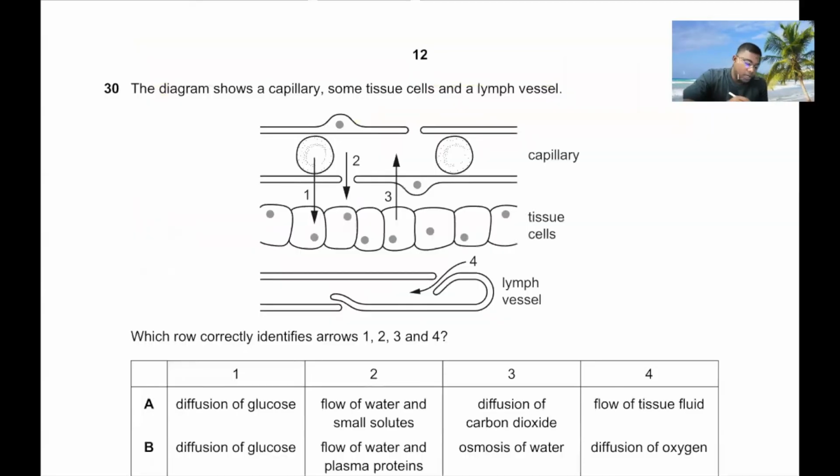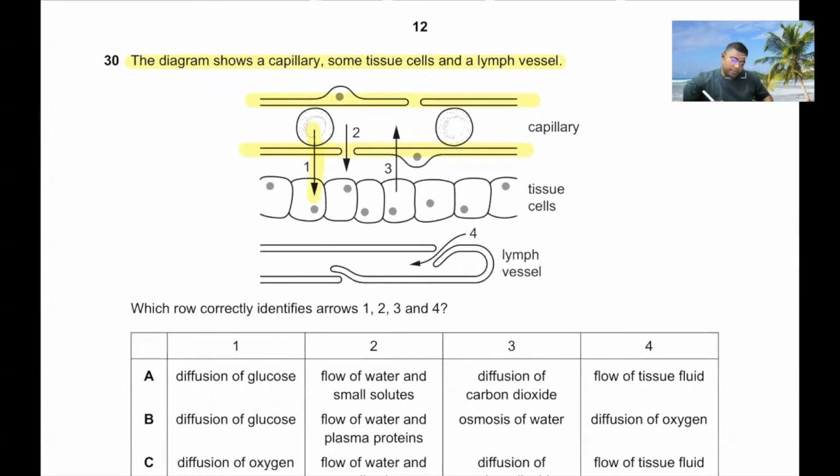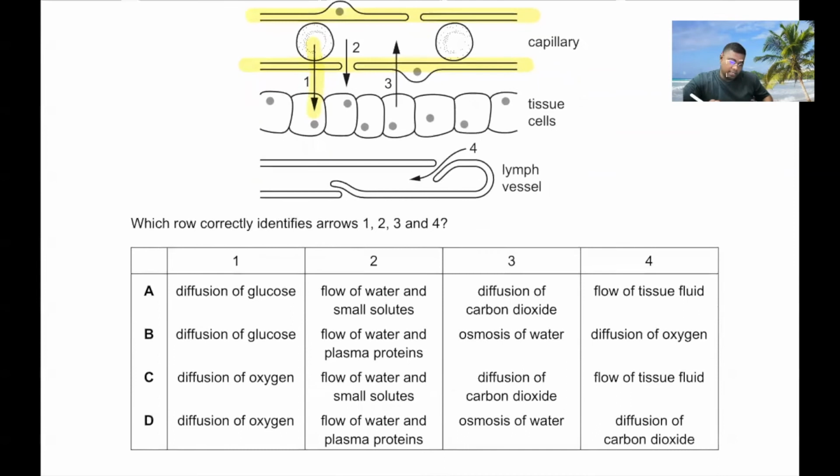Moving to question number 30. The diagram shows a capillary, some tissue cells, and lymph vessels. We can see the capillary. We can see some materials coming from the red blood cells directly into the tissue cells. So definitely could be diffusion of some kind of substances, specifically oxygen in this case. The question says which row correctly identifies arrows 1, 2, 3, 4. All right, so arrow number 1, definitely diffusion of oxygen. Diffusion of oxygen, both looks correct.